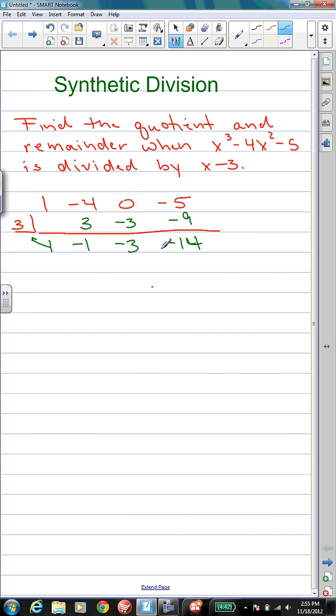And what happened was this now went to one less degree in my polynomial. So this final polynomial is going to be x squared minus x minus 3. That's the polynomial. And then I'm going to have a remainder of negative 14. So I would have plus a negative 14 over x minus 3. And that is what the division yields if there were a long division.